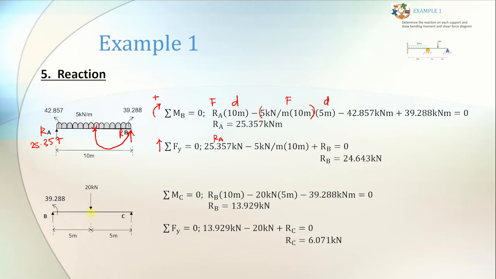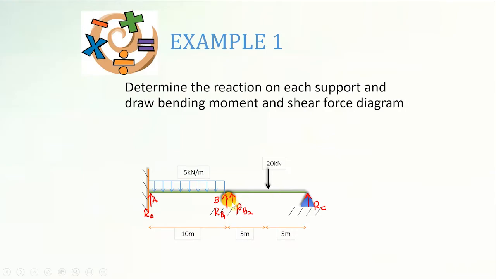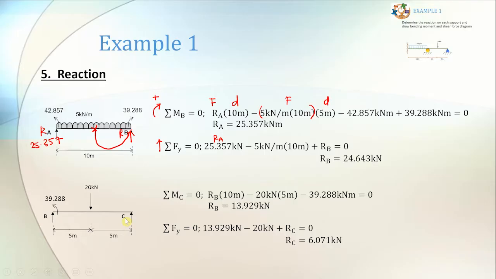We will calculate for BC now. Okay, for this beam, look back at the picture. Okay, you have RB2 and RC. The force and one load 20 kilonewton at the center of the 10 meter beam. This one is RB1, better that we write RB1. And this one is RB2.